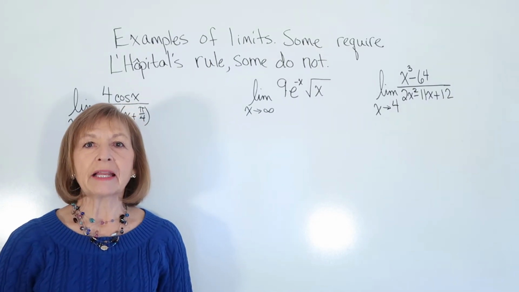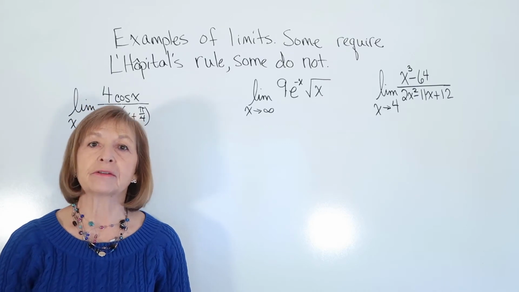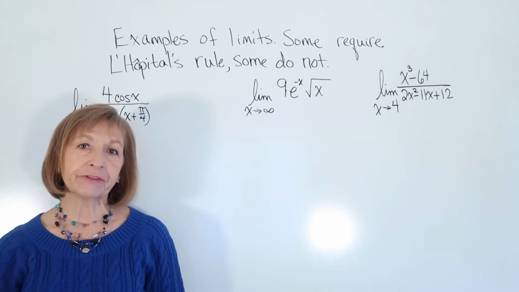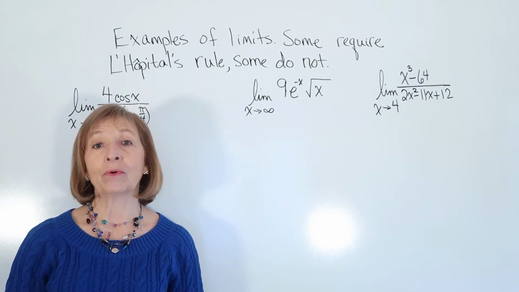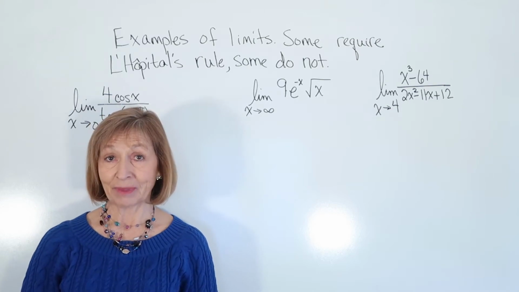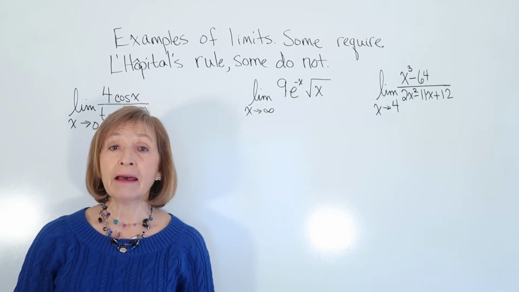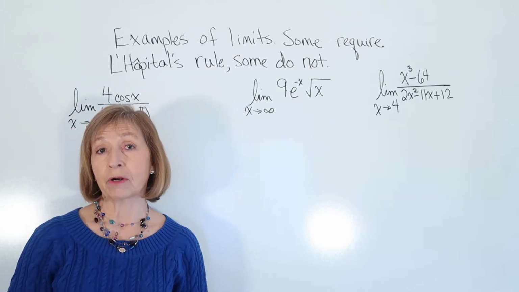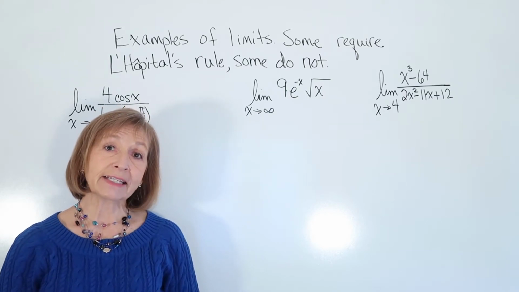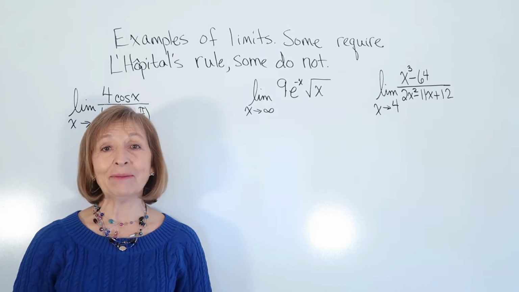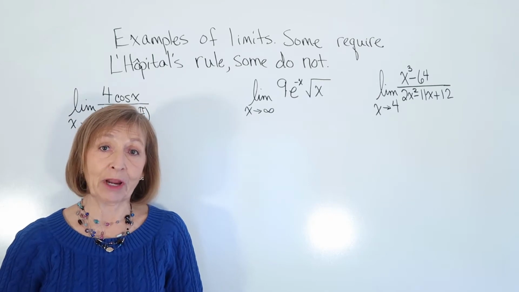L'Hopital's rule is a rule that helps us evaluate limits of an indeterminate form of either 0 over 0, infinity over infinity, negative infinity over infinity, infinity over negative infinity, or negative infinity over negative infinity, when those limits exist. Now, what L'Hopital's rule says is that if you have one of those indeterminate forms, then the limit as x approaches your value c of f of x divided by g of x will be the same as the limit as x approaches c of f prime of x divided by g prime of x.